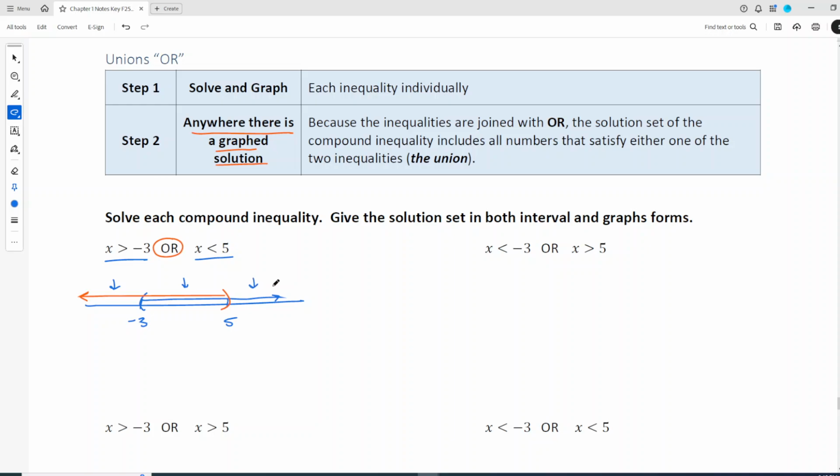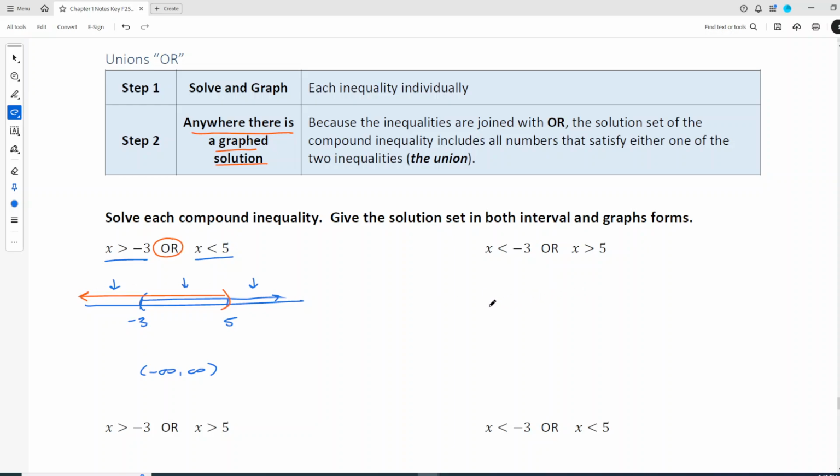And then if we pick a number to the right, like a 6, is 6 greater than -3? Yep. Is 6 less than 5? No. But that's okay, because it only has to satisfy one or both of the inequalities. So what would my solution be for this? Well, anything. When your arrows point in opposite directions like this with that overlap in the middle, the answer is absolutely all values of x will make one or both of these inequalities true.